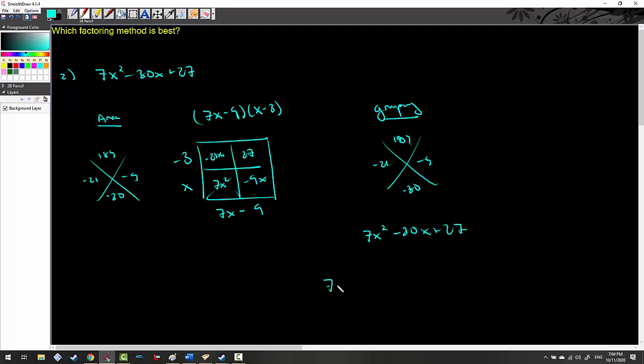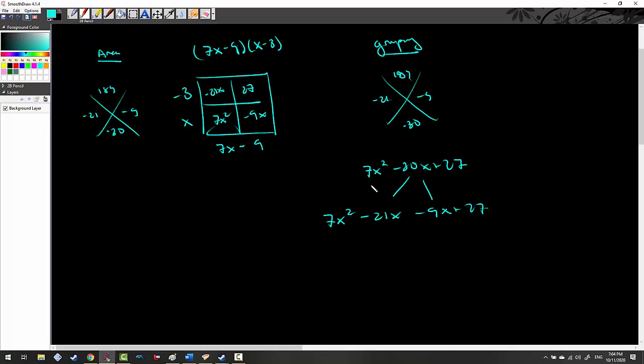When I break this apart by grouping, I'll get 7x squared. This guy will break apart into negative 21x minus 9x plus 27. Again, notice how if I combine those terms together, I will get back to negative 30. So it's like I'm unadding them.